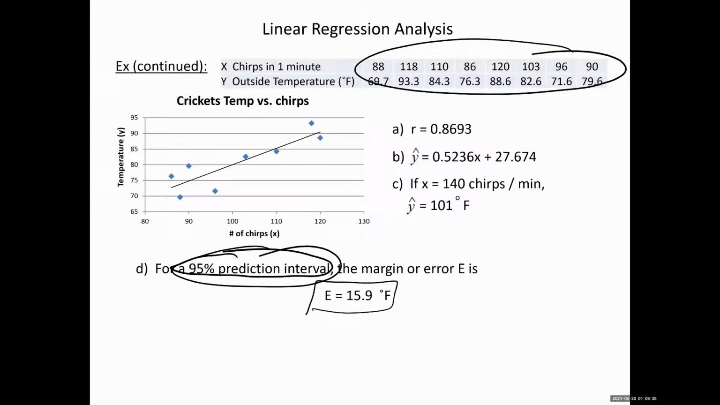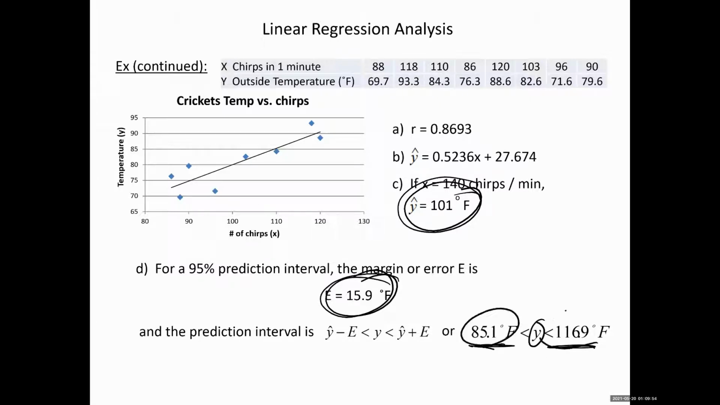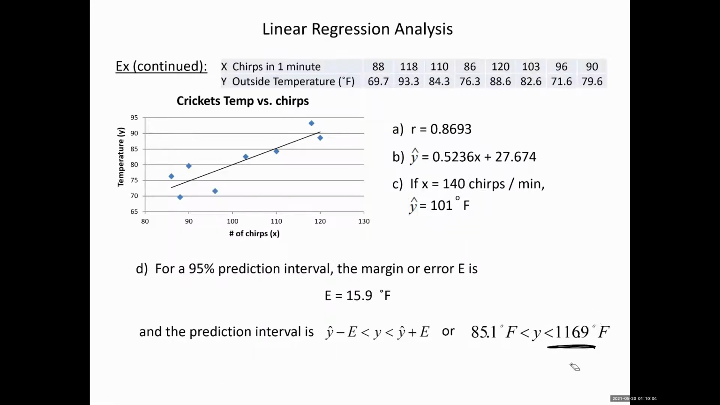And now how do you build your interval? Well, you take your best one number guess, y hat, and you add and subtract the margin of error, just like we did back in chapter 9. So you do 101 minus 15.9, that gives you this number. You do 101 plus 15.9, that gives you this number. And you say, I think the outside temperature is somewhere between here and here. And that's the end of the story. So that's the kind of problem that I will ask you in the linear regression problem. Now again, I know I haven't shown you how to calculate anything yet. We'll talk about it. But as far as the big picture goes, any questions?